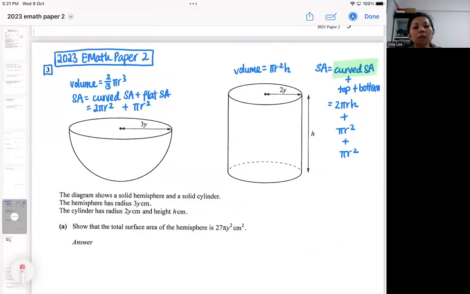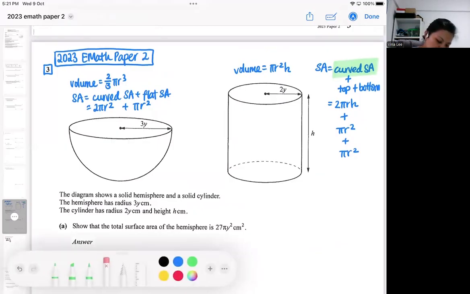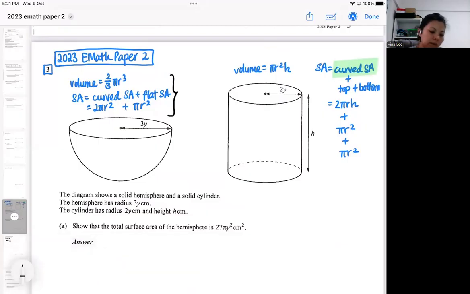Okay. In this question, the first part is quite easy. Before we go into the first part, just do remember that in this case for the hemisphere, the radius that we are dealing with is 3y, and the radius that we are dealing with for the cylinder is 2y. So the radius will be applicable wherever it is applied in the formula here as well.